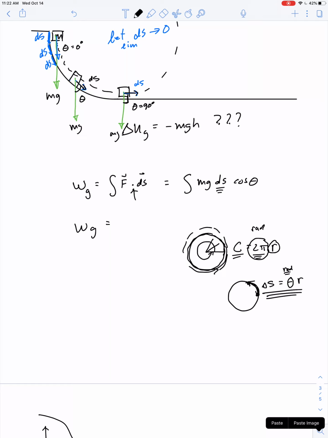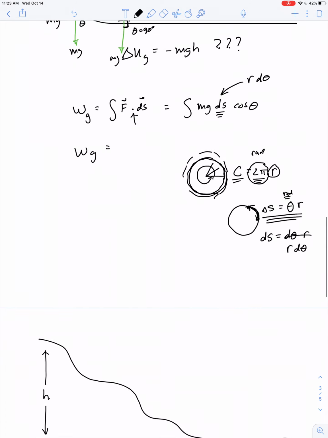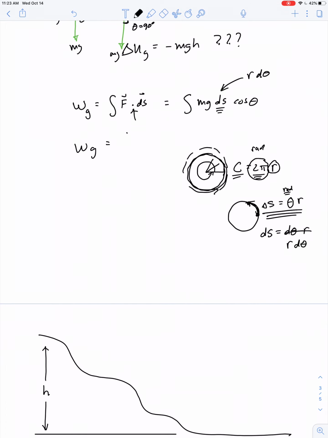Well, if we want to change it then from delta s to ds, that means ds is equal to d theta times r, or r d theta. So that's what we get to substitute for ds, r d theta. So the work done by gravity is the integral of mg r d theta times cosine theta. Oh, and what are our limits of integration?